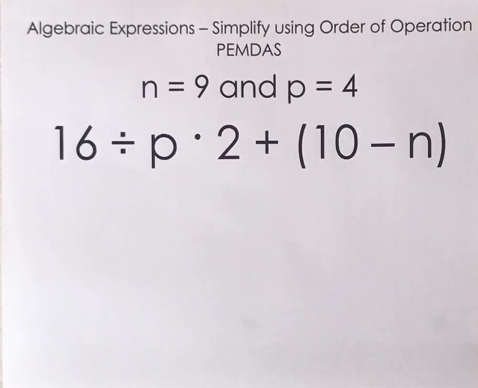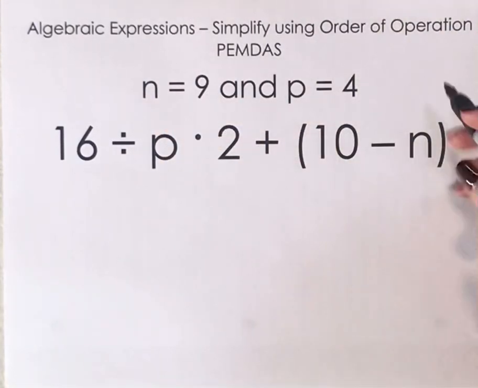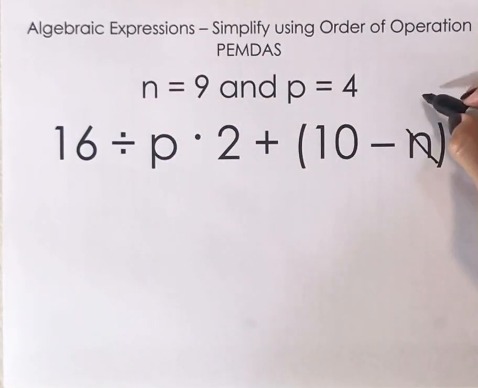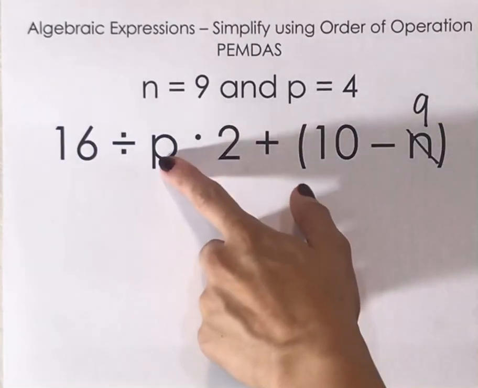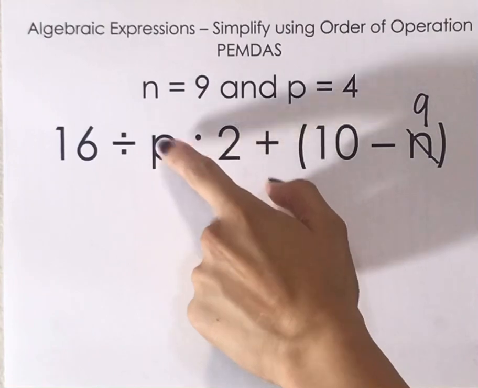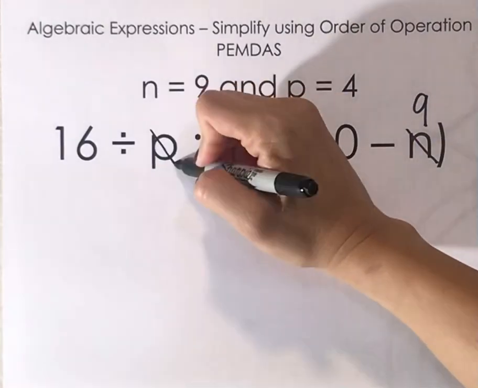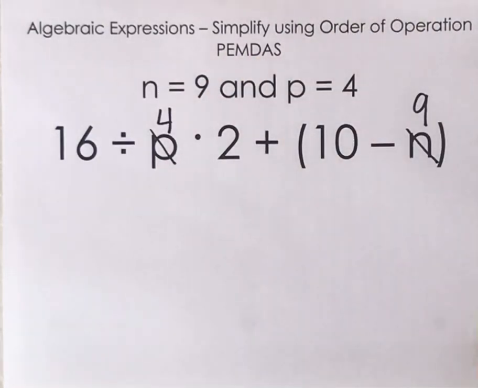Okay, so let's simplify this. The first thing we're going to do, like I said, is substitute. Since the N is 9, I like to cross off the N and put the 9 above it. The next thing we're going to do is substitute that P for 4. So I'm going to cross that off and put a 4 above it. Okay, first step done, we substituted.